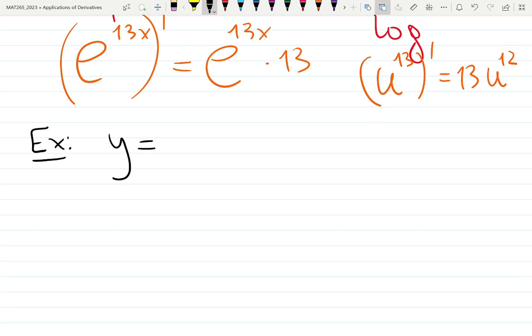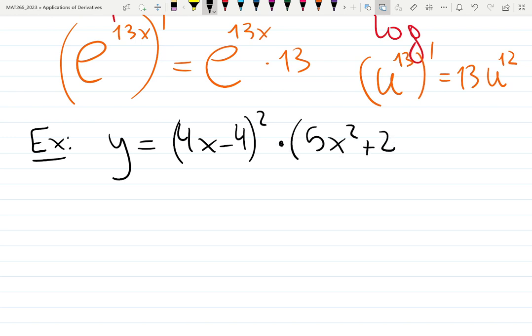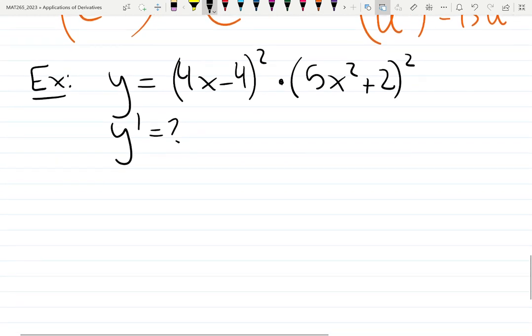y equals 4x minus 4 squared times 5x squared plus 2 squared. Find y prime. What? This is horrible. Look at this. It's going to be product rule and then chain rule each time. So people actually use log in those cases as well. You don't have to. You can do product rule and chain rule, but it's faster if you use log instead.